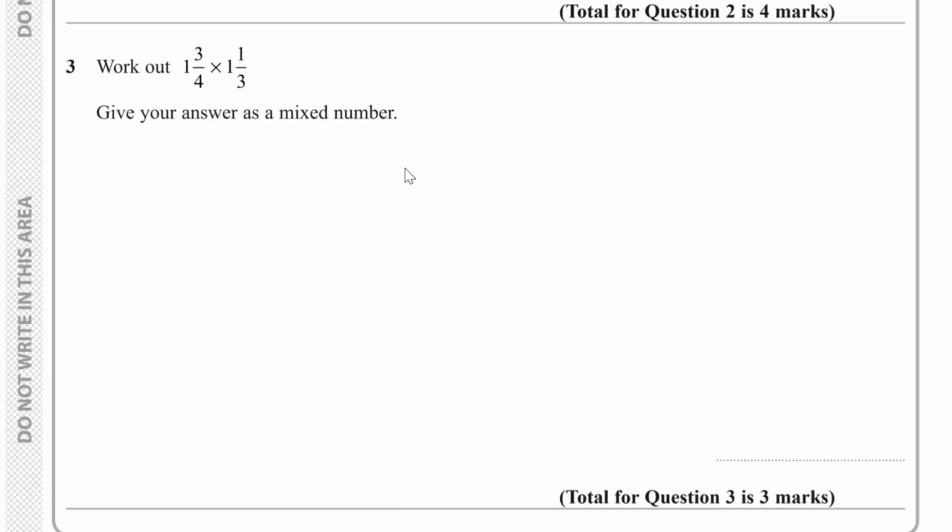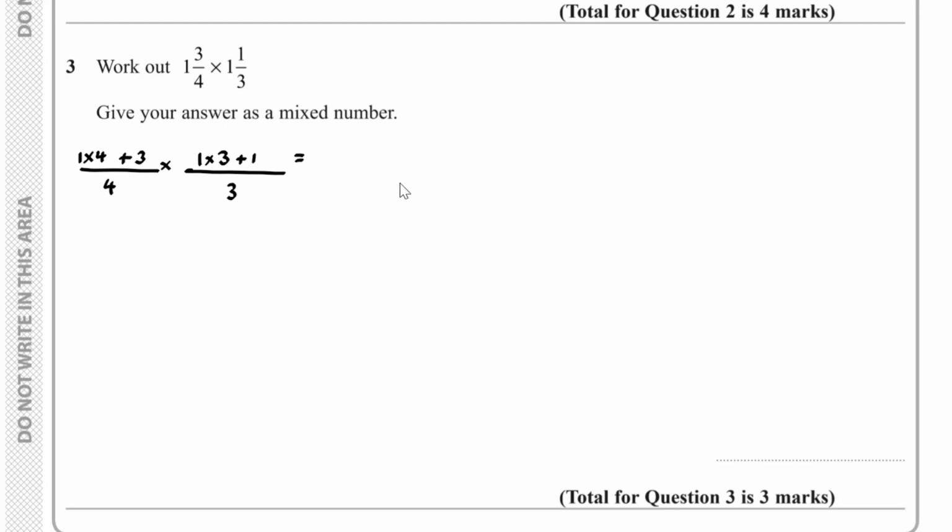For question 3, we have to work out 1 3/4 times 1 1/3. Give your answer as a mixed number. I think the first thing you can do is rewrite this as a top heavy fraction. So here, we have 1 times 4 plus the 3 over 4 multiplied by 1 times 3 plus the 1 over 3.